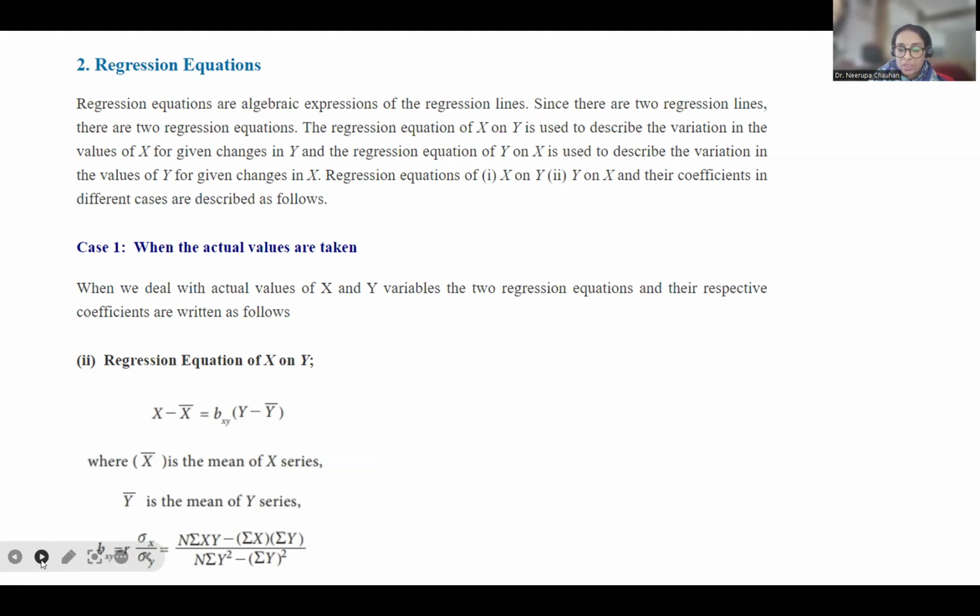Where bxy is r times standard deviation of x divided by standard deviation of y. That is, n summation of xy minus summation of x into summation of y, divided by n summation y square minus summation y whole square. So this is how we calculate the coefficient bxy.